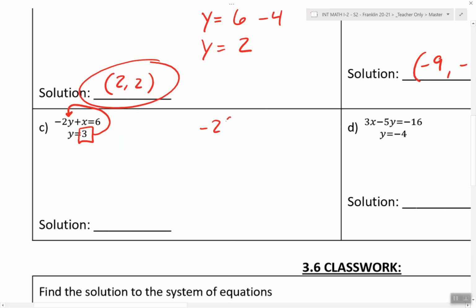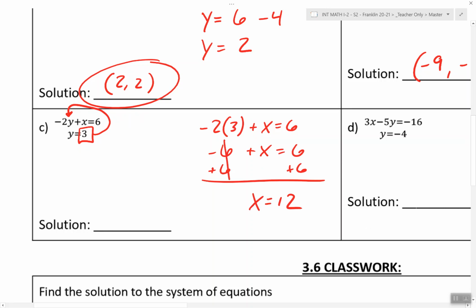So negative 2 times our new y value, which is 3, plus x equals 6. We have to solve this equation. Well, negative 2 times 3 is negative 6, plus x equals 6. We have to add 6 to both sides to get x by itself. And so x equals 12. So we know that x equals 12 and y equals 3. So the ordered pair, that's the solution, is the point (12, 3).